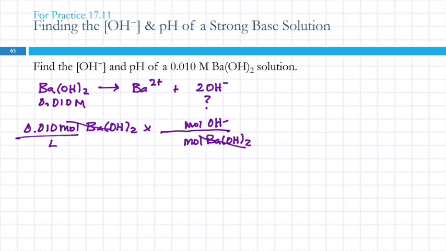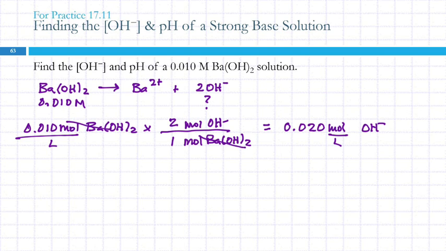Does this look kind of familiar? And then the numbers here come from the balanced chemical equation, 2 moles of hydroxide for every 1 mole of barium hydroxide. And we get 0.020 moles per liter hydroxide ions. So that's what's actually going on. But I think most of you are at a place where you can say, oh, well, there's twice as many hydroxides as there is this thing. So I'll just take my 0.01 and multiply it by 2. And that's okay as well.